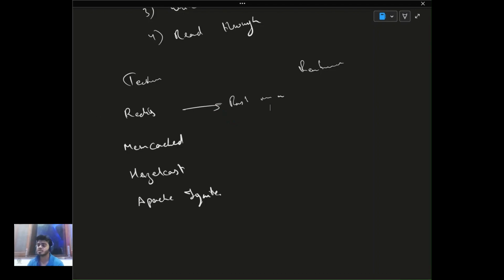Let's take a scenario of a real world example. An e-commerce website where caching can improve the performance. How? A user searches for a product. The application checks the distributed cache. If the product is in the cache, it serves instantly. If not, then the database is queried and the result is stored in the cache for future use.